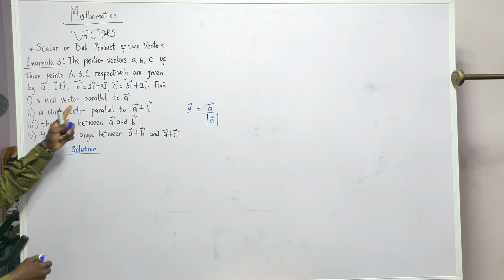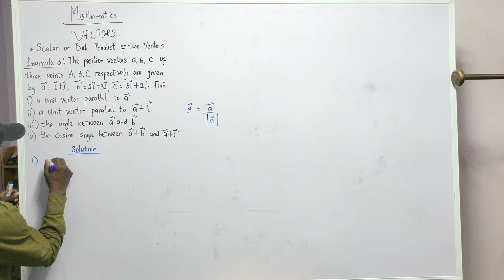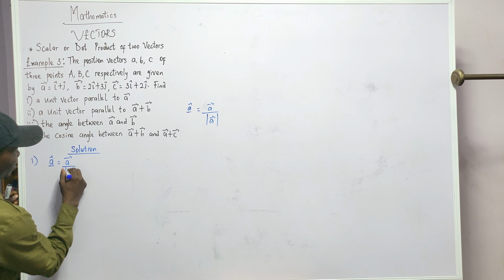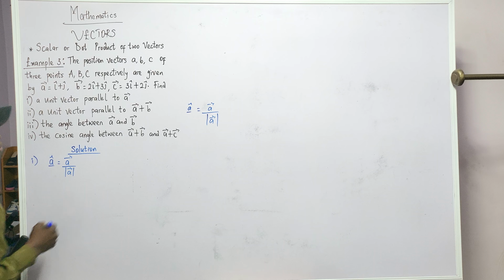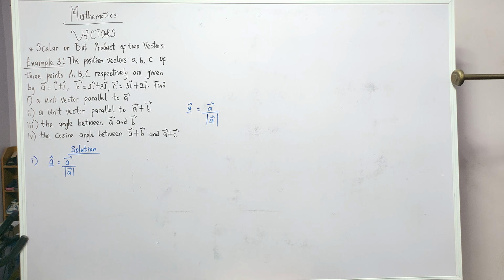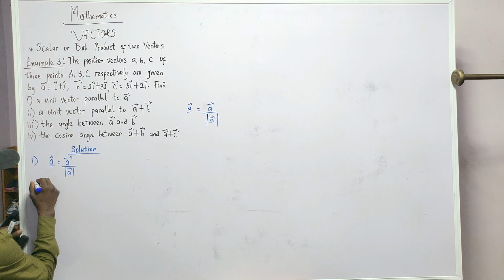So now, a unit vector parallel to A. This is a unit vector: vector A over the magnitude of that vector. Now, what is vector A? I plus J. So what do we need to get? We need to get the magnitude first before we can get the unit vector.